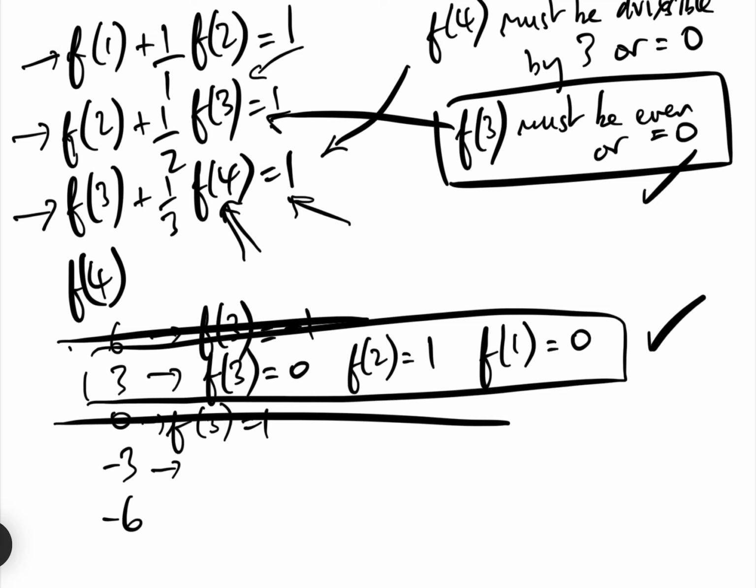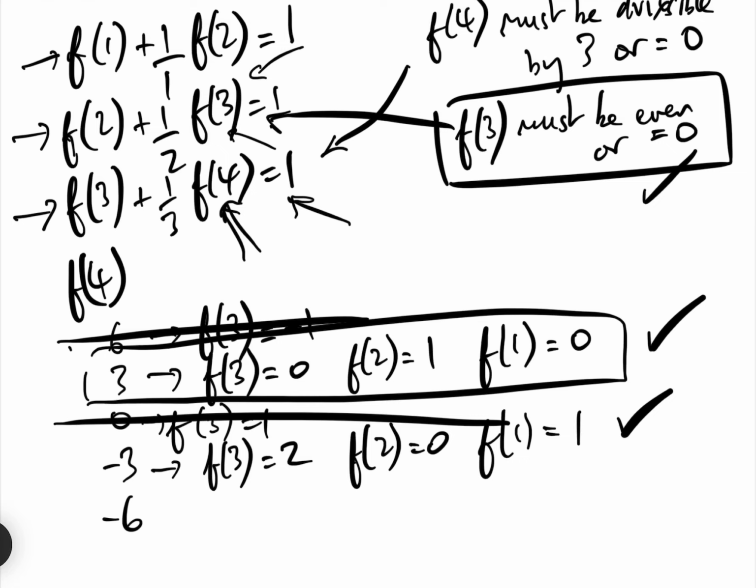What about if f of 4 is minus 3? Well, a third of minus 3 is minus 1, which would mean that f of 3 must be 2. Well, that's possible because that is an even number. If f of 3 is 2, half of f of 3 is 1, that means f of 2 must be 0. And if f of 2 is 0, that means f of 1 must be 1. And that works. That's another possible. So we have another possible.